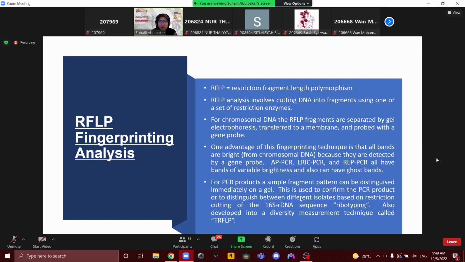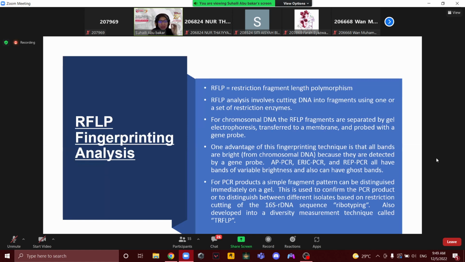It is used to confirm the PCR product or to distinguish between different isolates based on restriction cutting of the 16S ribosomal DNA sequence, called ribotyping. It was also developed into a diversity measurement technique called T-RFLP. So you just know the standard, you just know the principle, that DNA can be cut by enzyme, then everything you can develop. Many things you can develop. That is the wisdom of scientists thinking when they know the structure of the DNA.